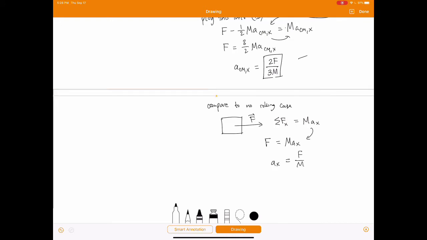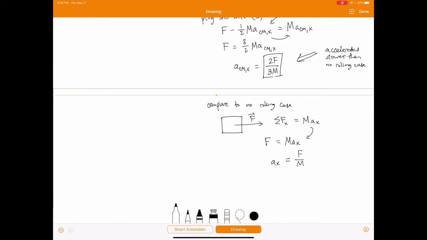So for the case where it is rolling, it accelerates slower than the no rolling case. It's harder to get it to accelerate when it's both rotating and translating at the same time.